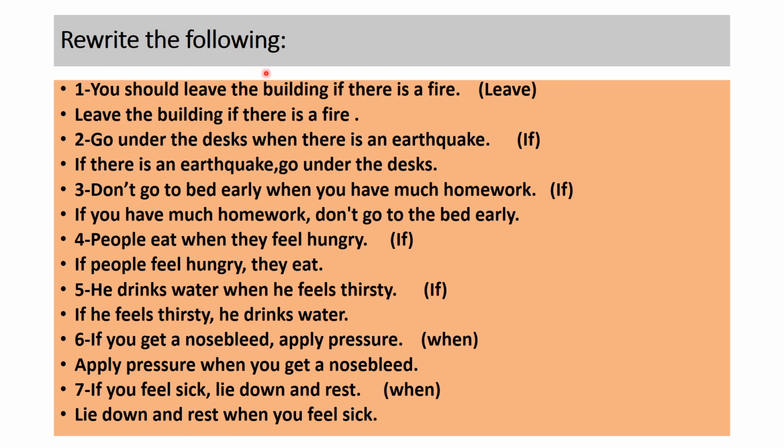Rewrite the following. You should leave a building if there is a fire. Start with leave. So, leave the building if there is a fire. I didn't start with if, so no comma in the sentence. If I'm going to say, if there is a fire, then I put a comma, leave the building.